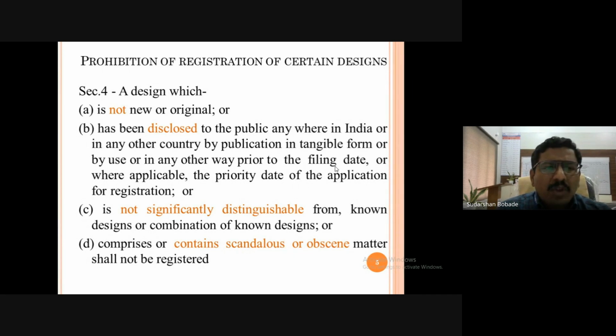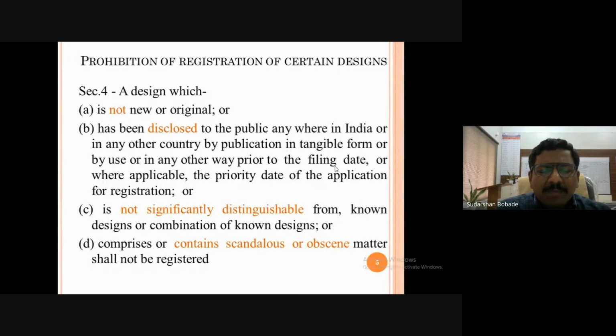First, when the design is not new or original. My dear friends, many times when we visit a shop to purchase clothes, we are in a dilemma in selecting that clothing, and we ask the vendor whether this is a single copy. The vendor, for the purpose of selling, always emphasizes that this is the only single piece available. But unfortunately, when we travel, we come across a similar design.